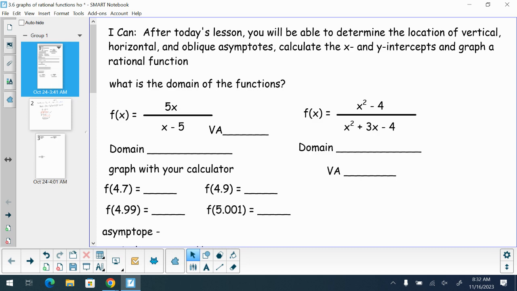All righty. Today we're going to work with graphs of rational expressions.